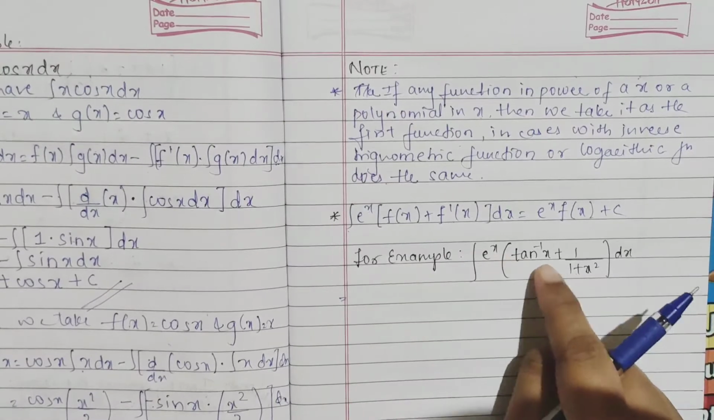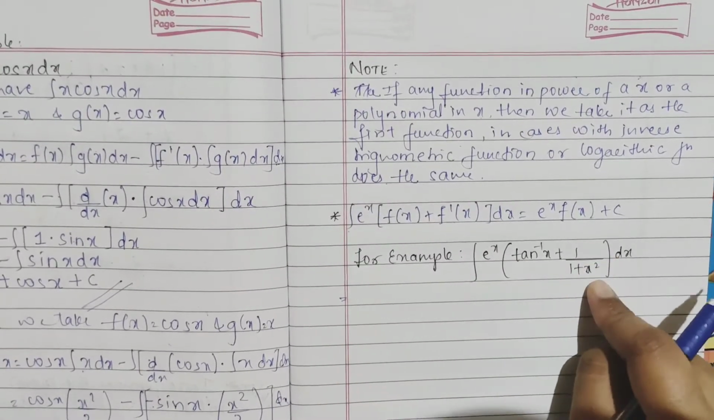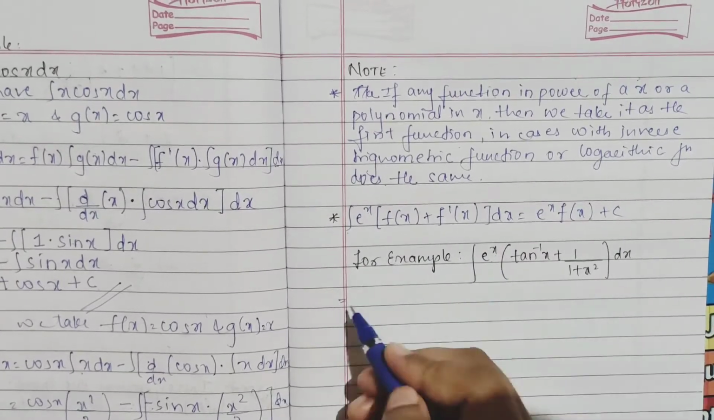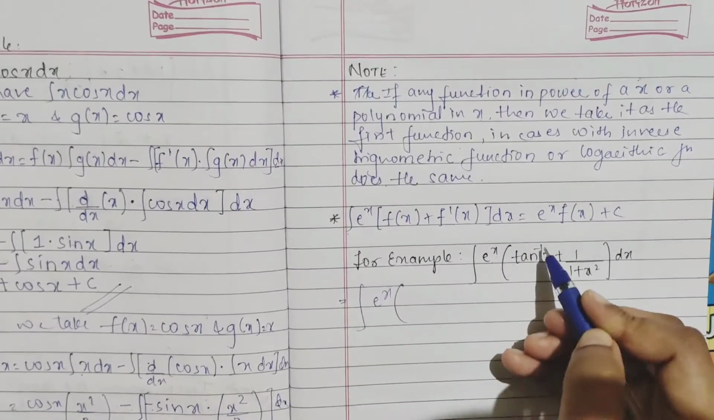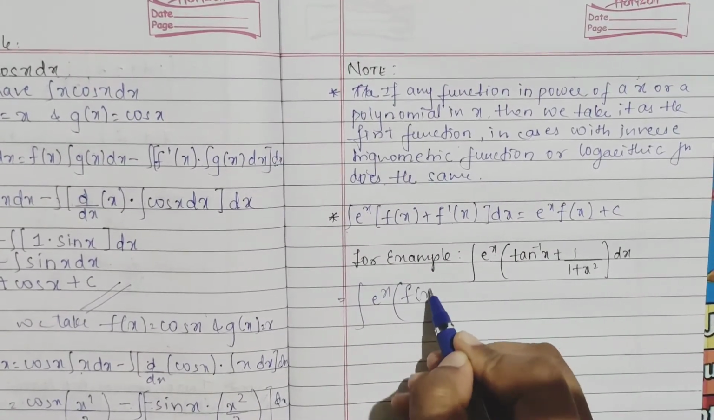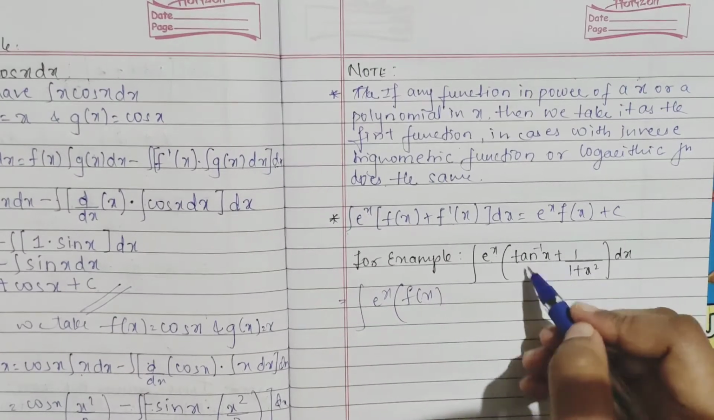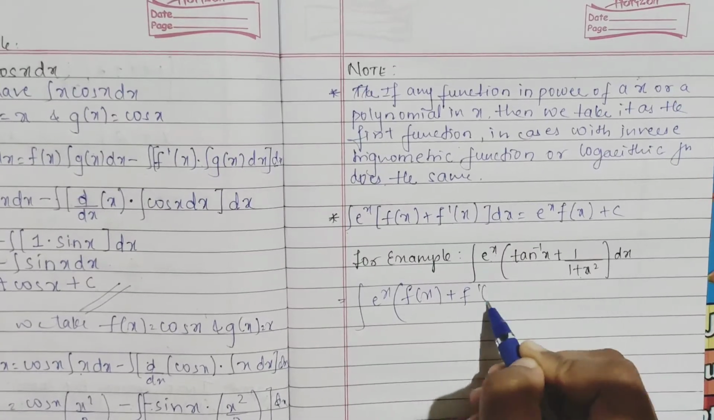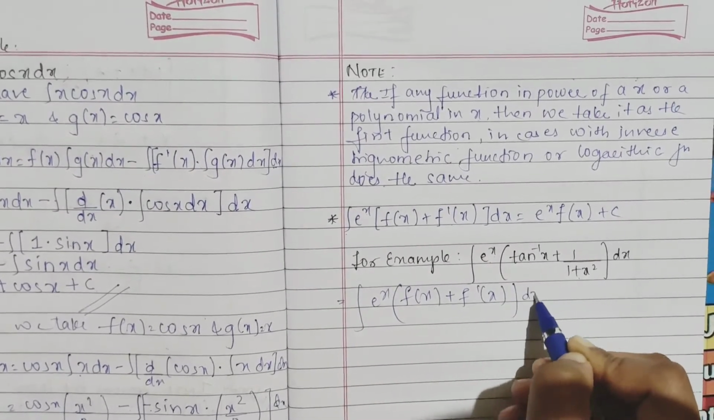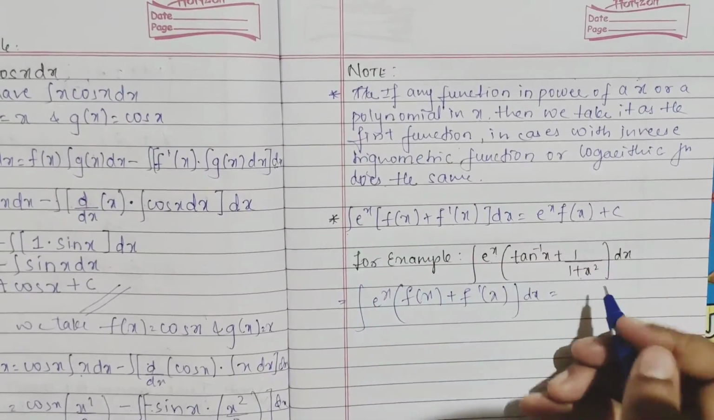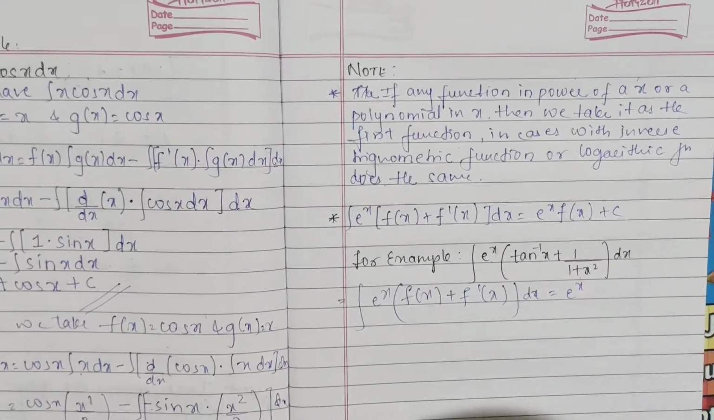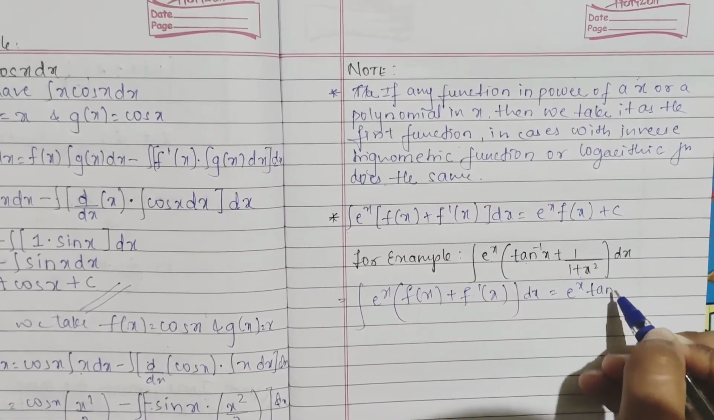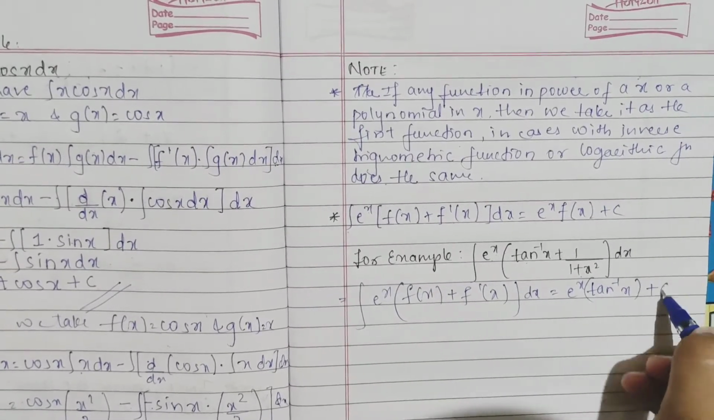the integration of e to the power x into tan inverse x plus 1 by 1 plus x square dx. You can see here it is e to the power x. This is your f of x. The differentiation of tan inverse x is 1 by 1 plus x square only, right. So this is your f dash of x dx. So you have the same form, so directly you write e to the power x f of x. What is your f of x? Tan inverse x plus c.